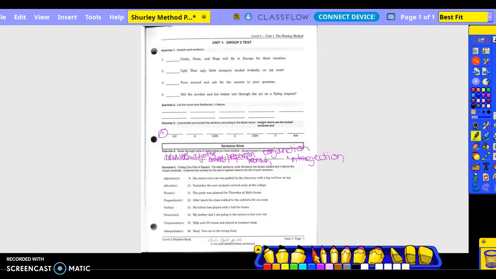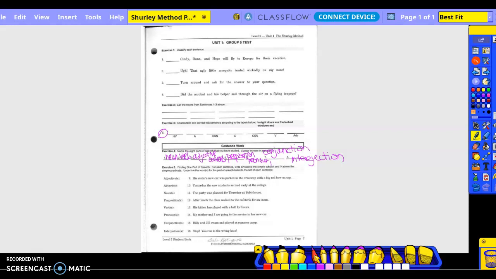Okay, so we've done 5 before, right? So you have to find the subject noun, you have to find the verb, and then underline the words for what part of speech they want. His sister's new car was parked in a driveway with a big red bow on top.